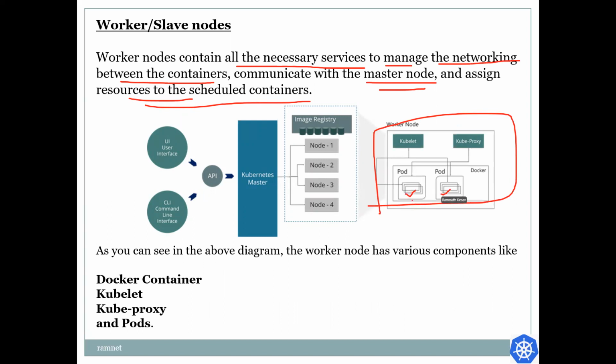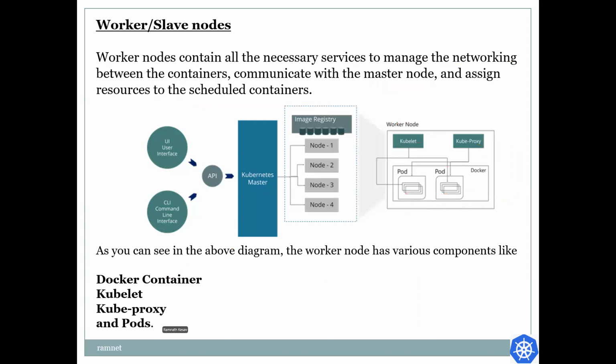And kubelet. We will see the kubelet. And then kube proxy. Then the pods. These are all the pods. The pods, in the sense, pod 1, pod 2, and so on. These are the Docker containers. So this is about the worker and slave nodes which we see. We know about the Docker container already. What is kubelet, what is kube proxy, and what are the pods? We will see in the next one. Next slide.